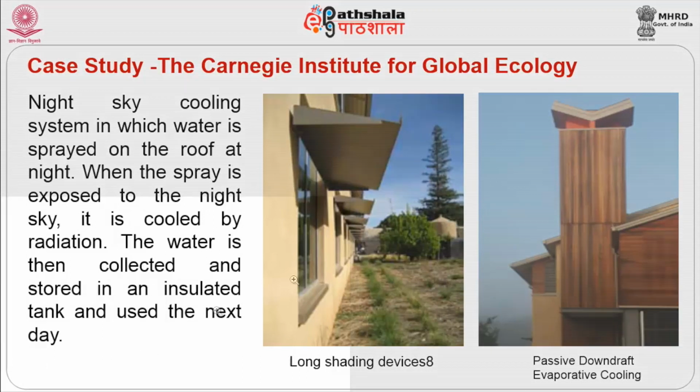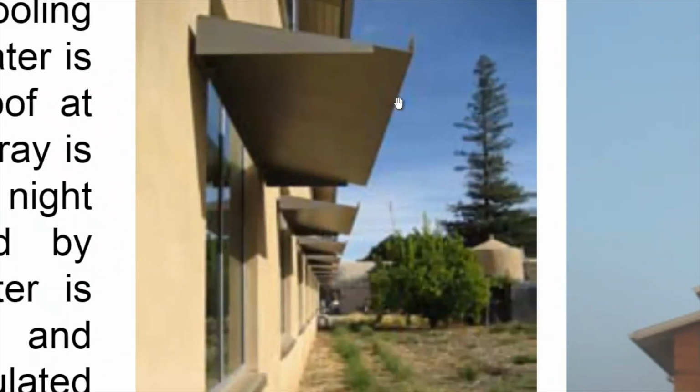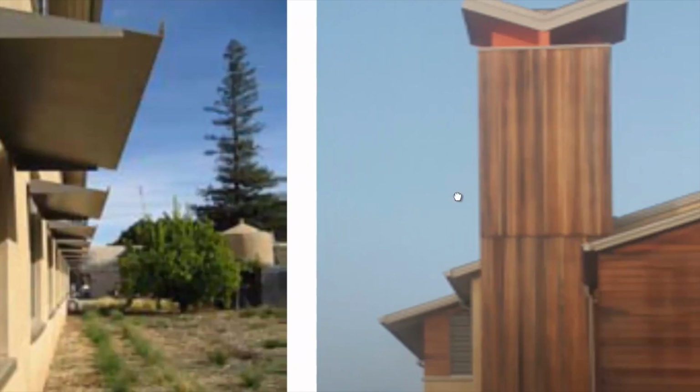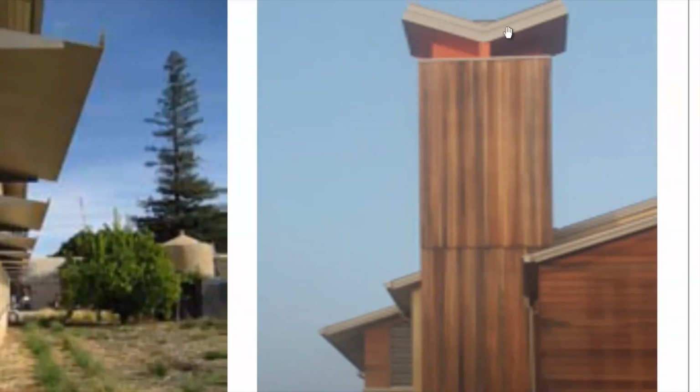The other principles that have been used in this building are long shading devices. You can see because of how long the shading device is, most of the glass does not receive any direct solar radiation. Again here you can see there is a PDEC, passive downdraft evaporative cooling tunnel here.